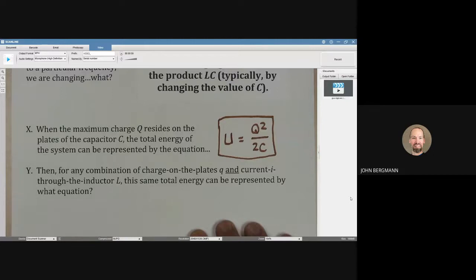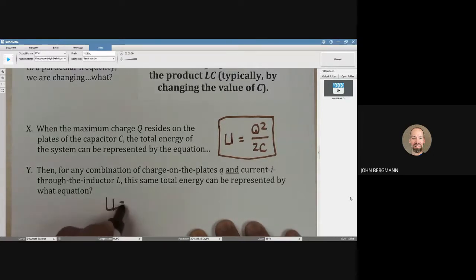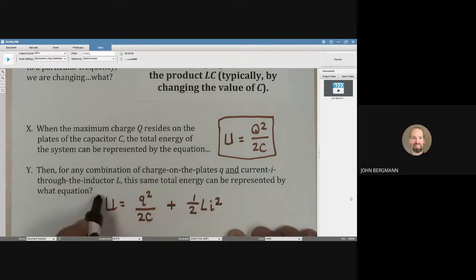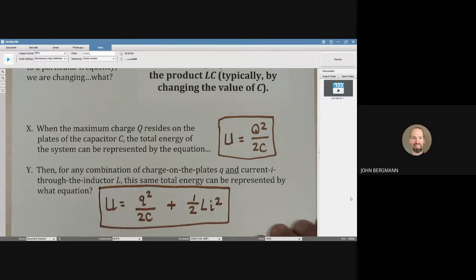So the total energy is going to be simply the sum of the charge on the plates at a particular time squared divided by 2C. Often, when we write a lowercase letter, it means that that is a quantity that changes with time. That's what that is. And the energy in the inductor. And energy is conserved. So when the charge on the plates is a maximum, that's the point when, at that instant, no current is flowing through the circuit. On the other hand, when the current is maximized, there will be no charge on the plates. The plates will be uncharged.